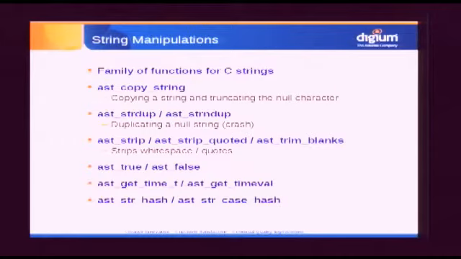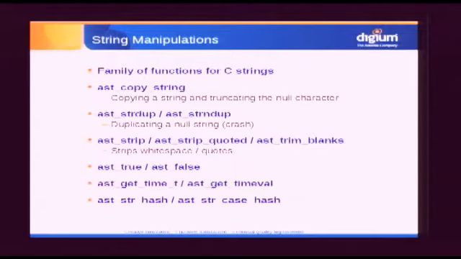So string manipulations. We've got a family of functions for C strings. This is certainly not all of them, but these are some of the ones that you'll see very often throughout the code base. ast_copy_string, unlike your normal strncpy, which does not necessarily copy the null character if you hit the length of the buffer, guarantees that you'll always have a null character at the end of your string to prevent you from having non-null terminated strings and doing all sorts of bad things.